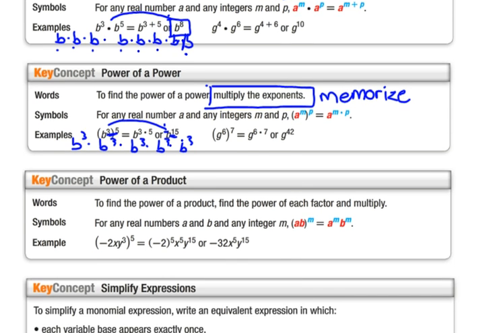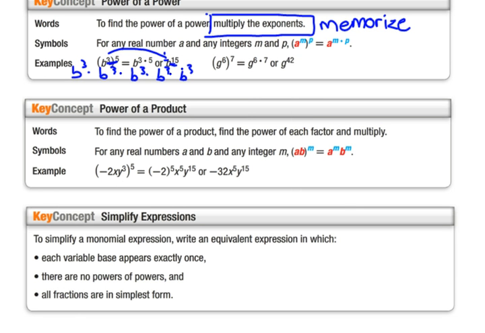Now, sometimes you might have more than one base inside, and you are then having to share the exponent outside. So you find the power of each factor and then you multiply. It's a lot like distributing. So you'll see what we did here is we took this and we shared it out and we rewrote it. This really means that -2 to the 5th power, x to the 15th, and to get the 15, we had to multiply the 3 and the 5. Then we figured out what -2 to the 5th power is, and that's -32.